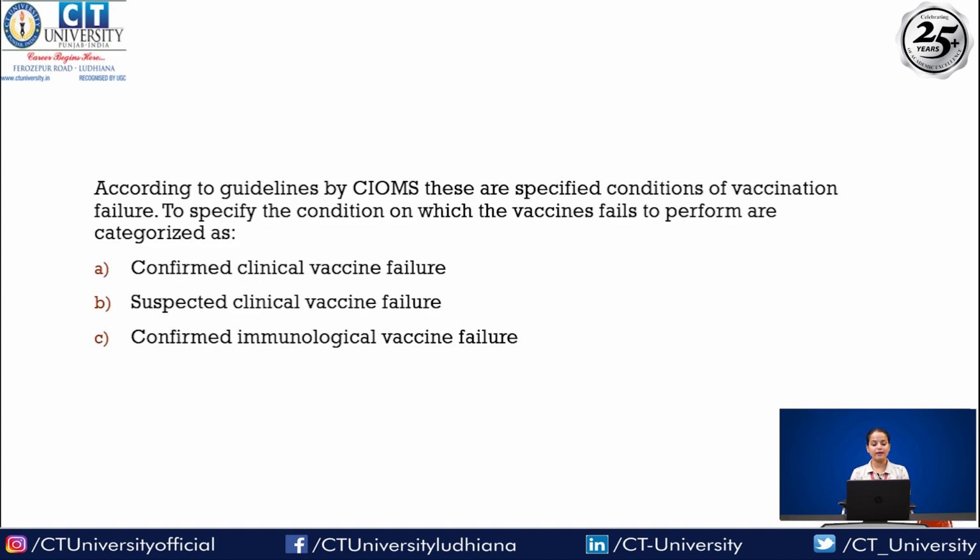According to the guidelines by CIOMS, the Council for International Organizations of Medical Sciences, these are the specified conditions of vaccination failure. They are categorized into three parts: confirmed clinical vaccine failure, suspected clinical vaccine failure, and confirmed immunological vaccine failure. First one is where they have confirmed that it is clinical vaccine failure. Second one is suspected. They have found out that it is suspected clinical vaccine failure. They are not sure. Third one is confirmed immunological vaccine failure.